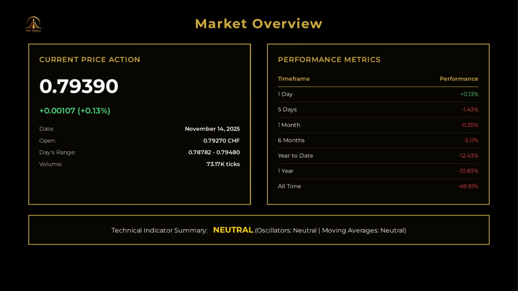Performance metrics reveal a challenging year, with the pair down 1.43% over 5 days, 0.35% over 1 month, and a significant 12.43% year-to-date decline. The all-time performance shows a 49.91% decline from historical highs. Technical indicators present a neutral stance, with both oscillators and moving averages showing neutral readings, suggesting a period of consolidation.